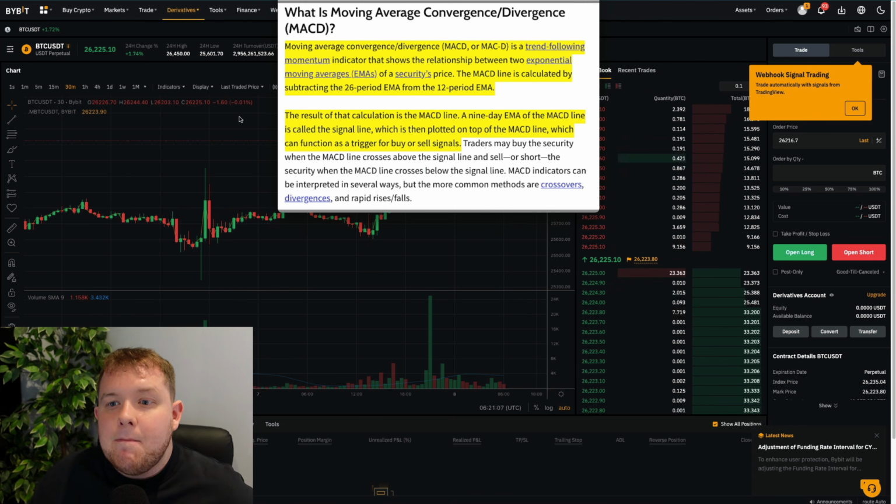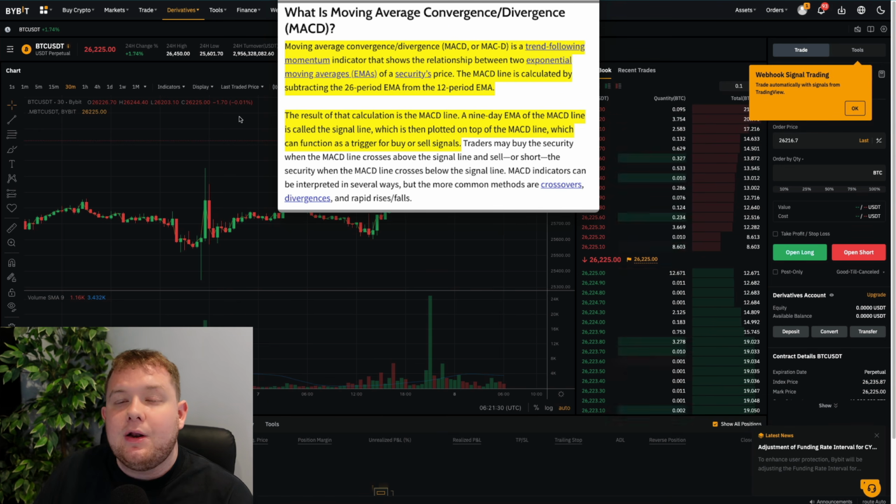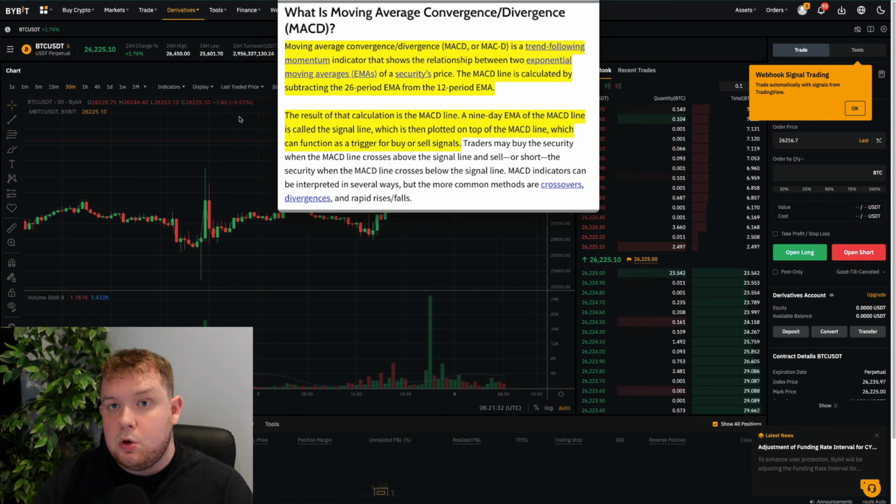So what is MACD? MACD stands for Moving Average Convergence Divergence, and it's a trend-following momentum indicator that shows a relationship between the exponential moving averages, or EMAs, of a security's price. It doesn't have to be a security, of course. It can be a crypto or whatever that may be. The MACD line is calculated by subtracting the 26-period EMA from the 12-period EMA. The result of that calculation is, of course, the MACD line, which I'll talk to you about later in today's video. A 9-day EMA of the MACD line is called the signal line, which is plotted on top of the MACD line, which can function as a trigger for buy or sells, and that will come in very handy very soon.